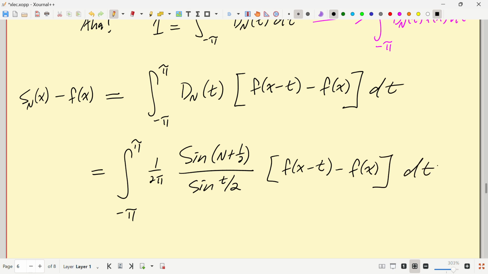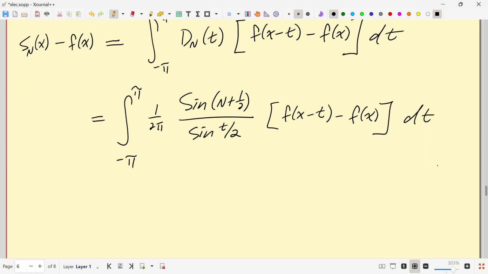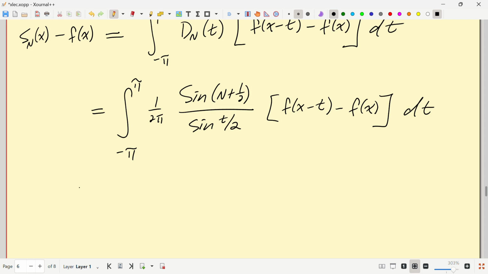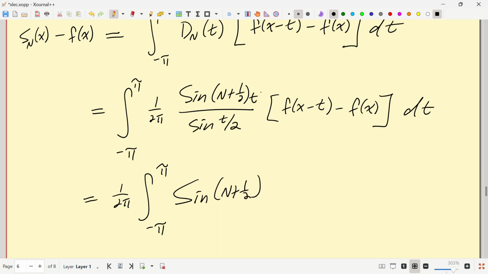And I realized, aha, I know L'Hopital's rule. So even though that sine t over 2 is 0 in the denominator, this would be equal to, I can pull a 1 over 2 pi out in front, integral from minus pi to pi, sine n plus a half t. And here I've got this thing that looks like it might be bad. But when I stick in t equals 0 there, the top is 0 and the bottom is 0.